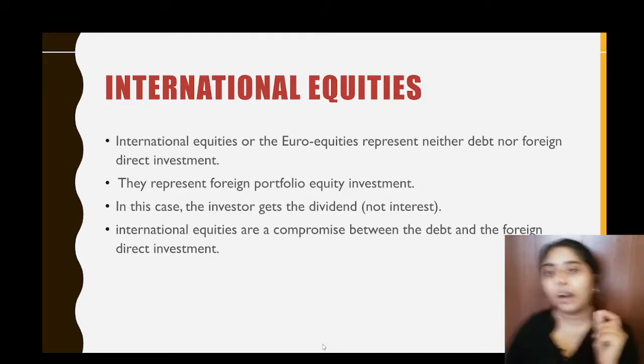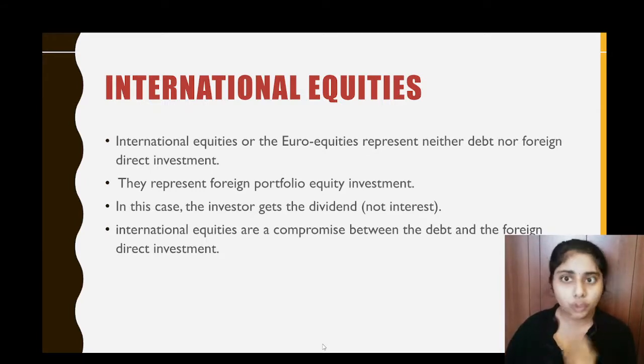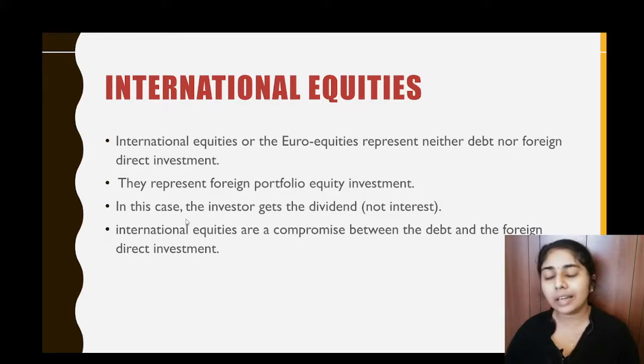In case of bonds, interest will always be paid, but in case of international equities, there will be no interest, but dividend is paid to the investors. So international equities are a compromise between debt and foreign direct investment. International equity represents the foreign portfolio equity investment, and here the investors get dividend and not interest. Today we learned about international capital market instruments, in which we learned international bond, then deposit receipt, then international equities. We also learned the classification under international bond, that is foreign bond, euro bond, and other bonds such as global bond. I hope it's clear to you all.